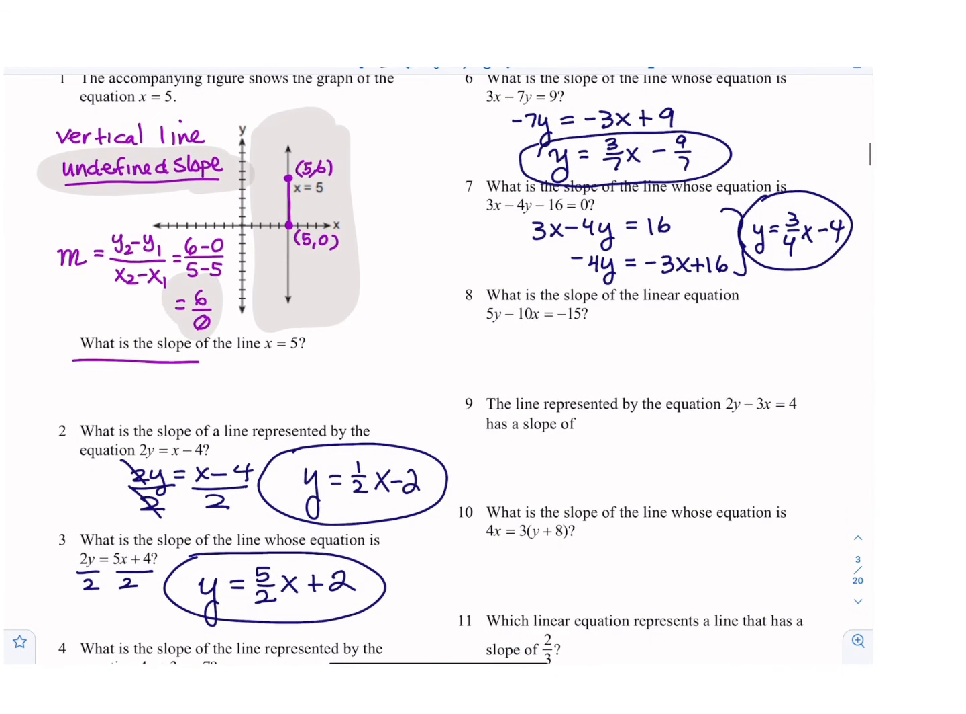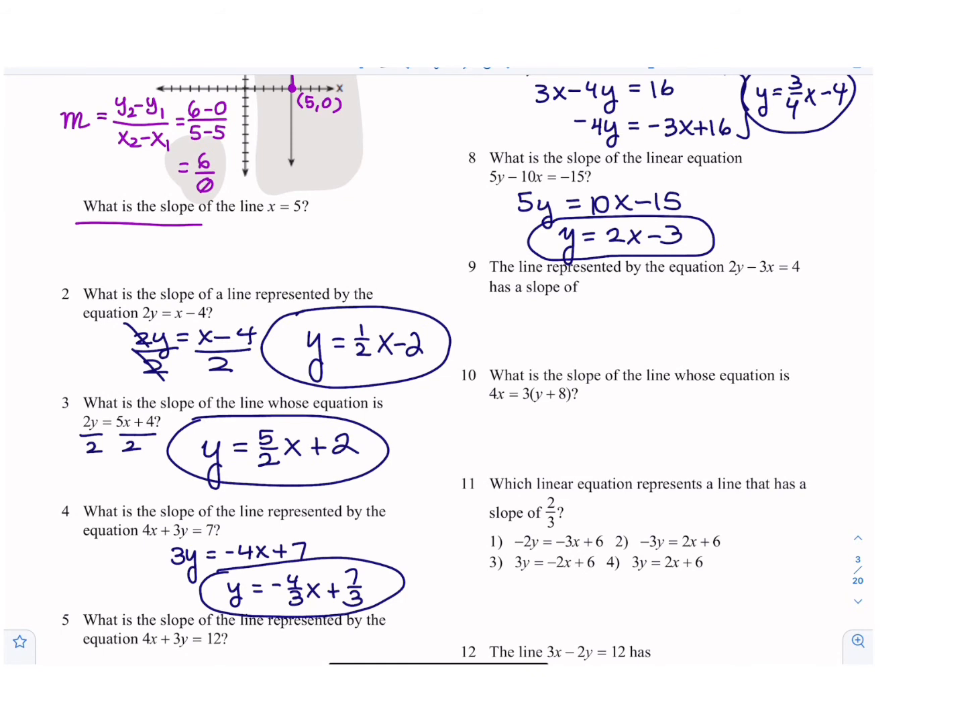Moving right along. Number 8, we're going to subtract... No, here we're actually going to add 10x to the other side. Following that up by dividing everything by 5. And we get a nice equation here: y equals 2x minus 3.